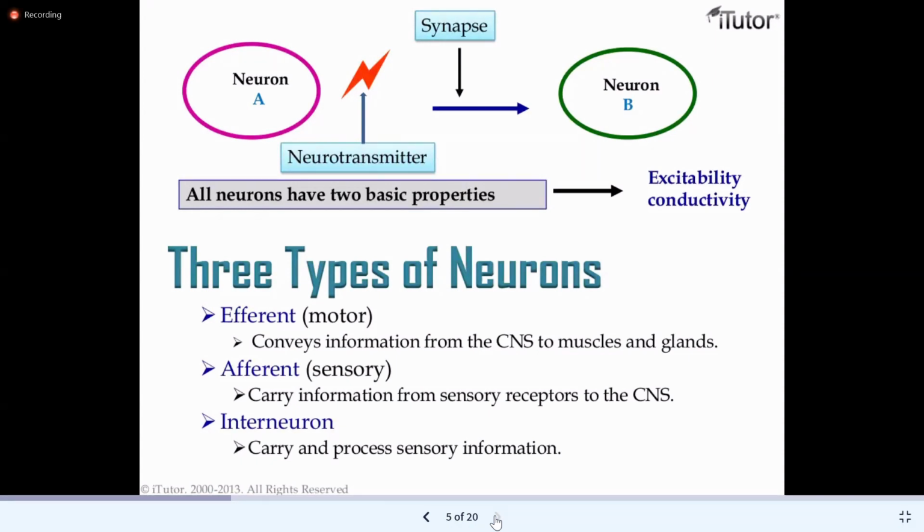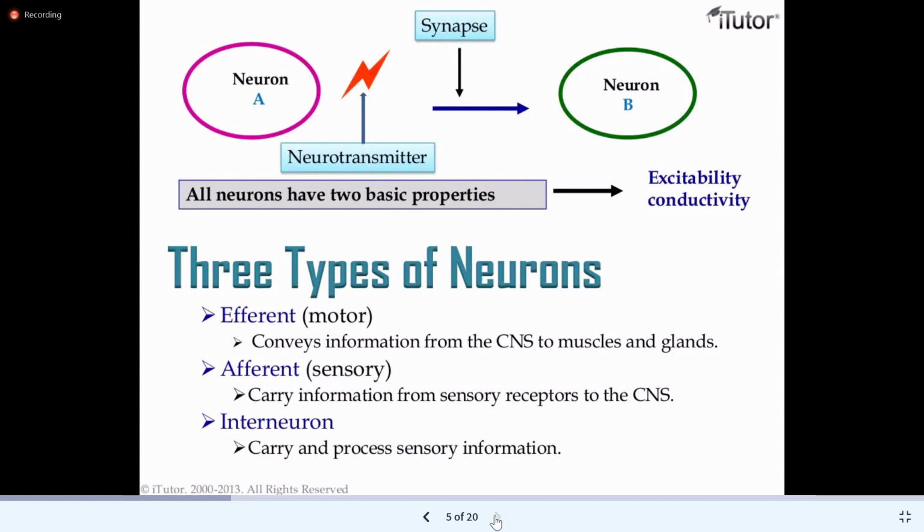Afferent is sensory. It carries information from the sensory receptors to the central nervous system, like skin, smell, ear, vision, taste. Everything that comes under sensory information, such as hot and cold to the skin, taste, good or tasteless food, sounds, and visibility, is sensed through the sensory organs, and the information passes to the central nervous system. And the interneuron carries the processing of sensory information.